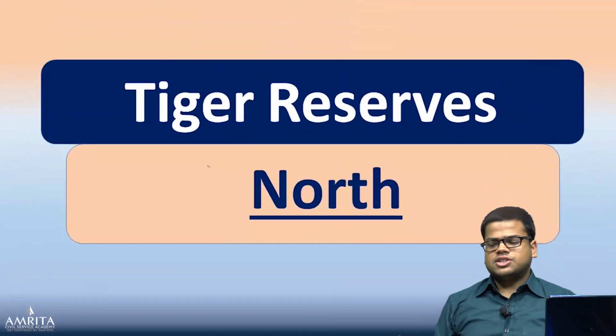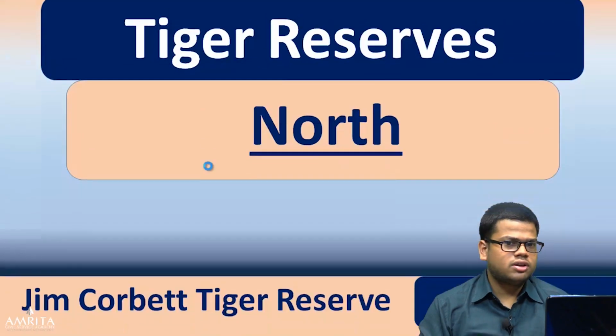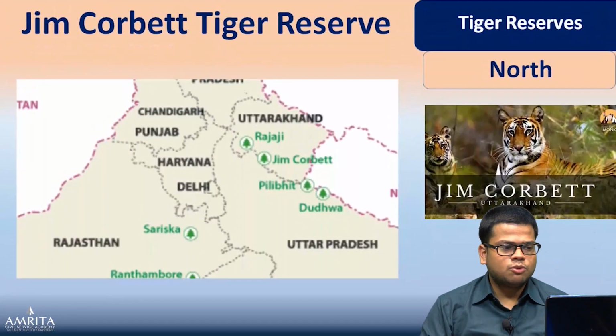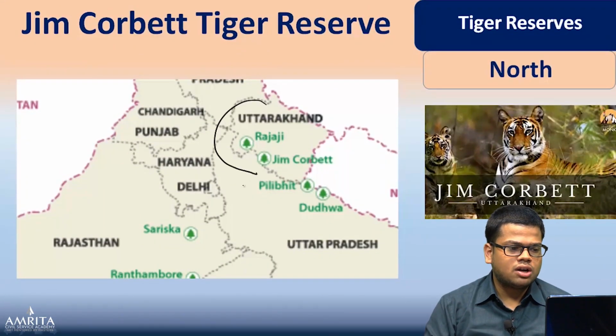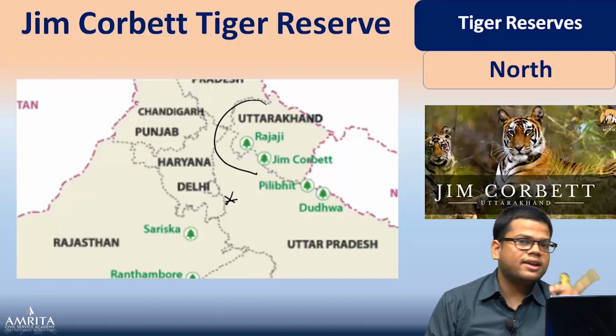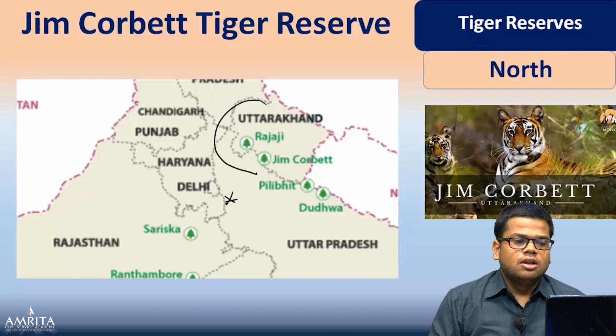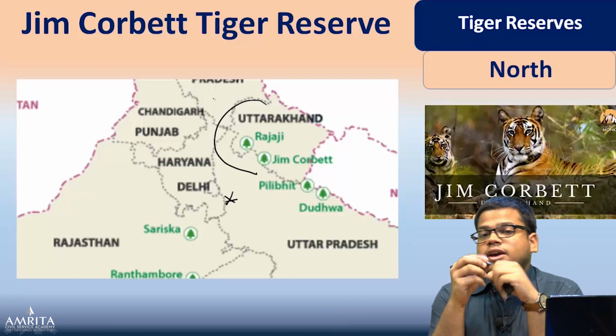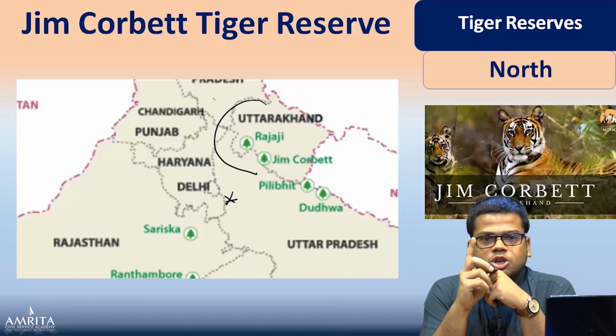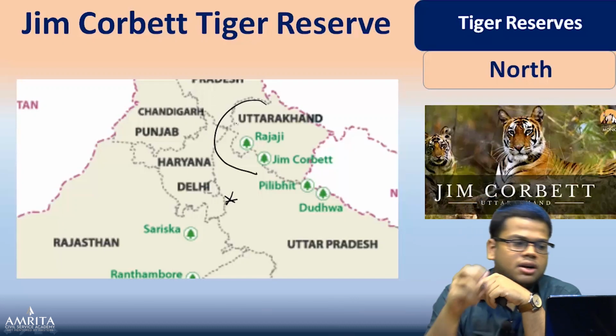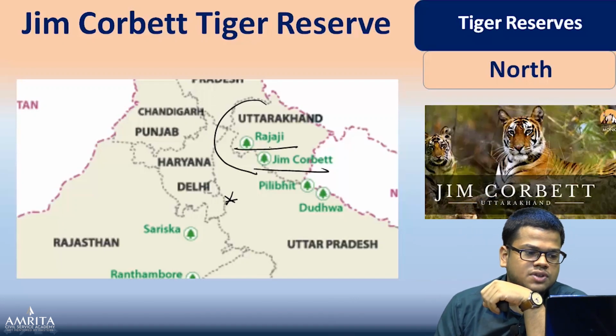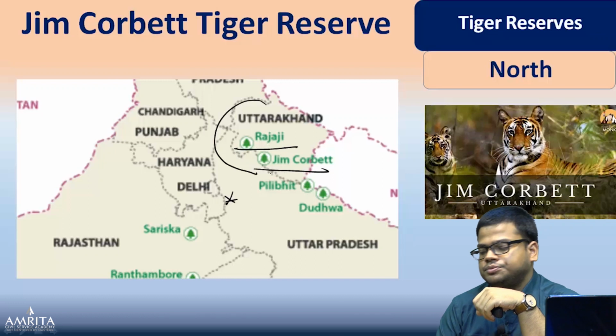So now let's start. We'll start with the tiger reserves of North India. So first, Jim Corbett National Park. Basically, you can see in Uttarakhand, we are not concerned with UP, because that is in the categorization of central India. So first of all, there is no tiger reserve in Jammu Kashmir. There is no tiger reserve in Himachal. But there are 2 tiger reserves in Uttarakhand, Rajaji and Jim Corbett.